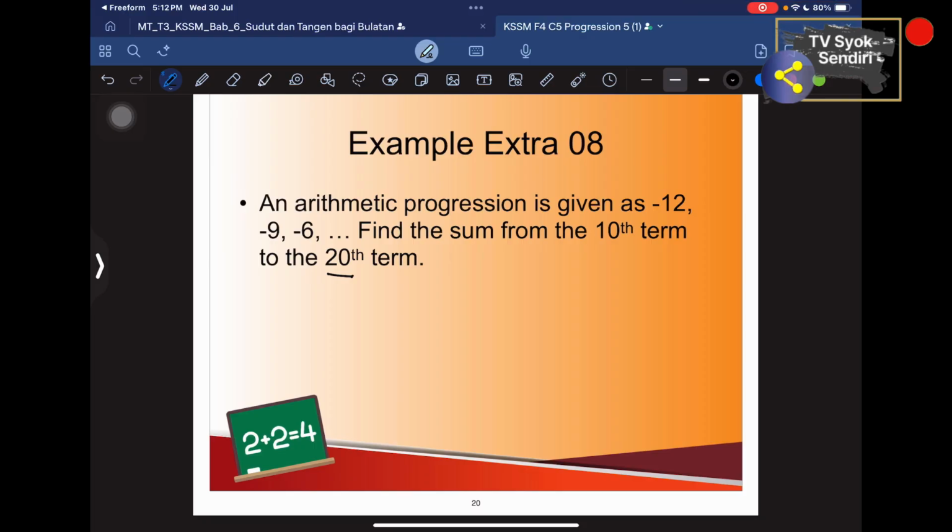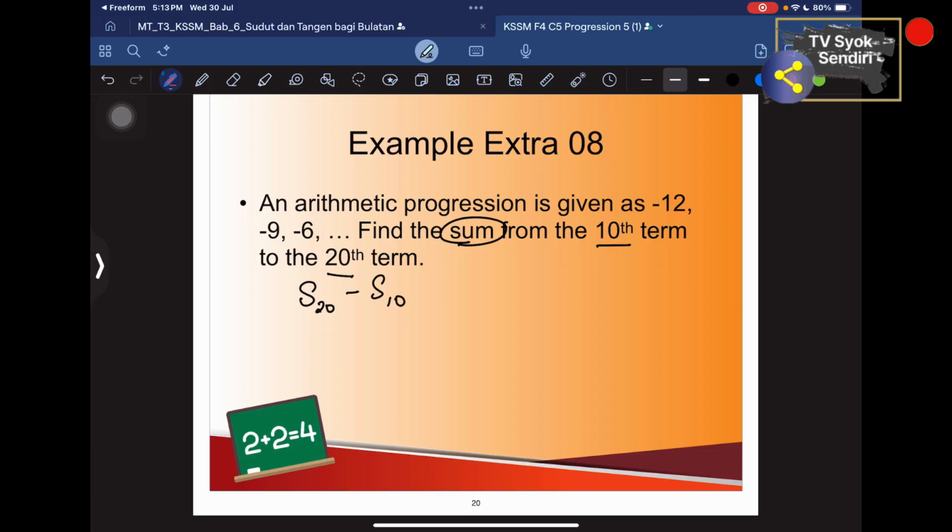So that is roughly the difference between the sum and the sum for the first n terms. Now let's look into this Extra 8. It's an arithmetic progression, and directly they tell you what kind of progression it is: -12, -9, -6, and so on. Now they ask us to find the sum from the 10th term until the 20th term. Most of us will think, come on, this is the sum of 20 terms, so I'm going to use S20 and then just minus S10, and then I will get the answer.